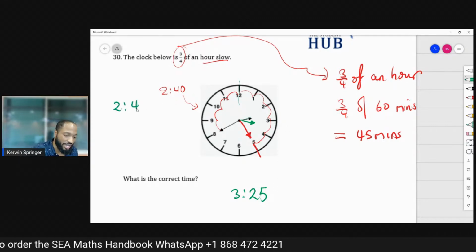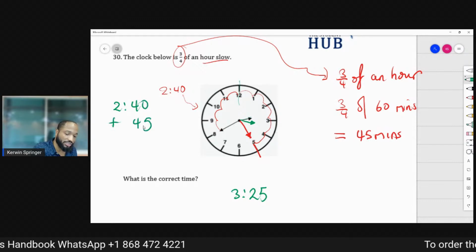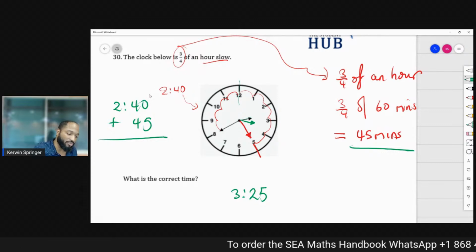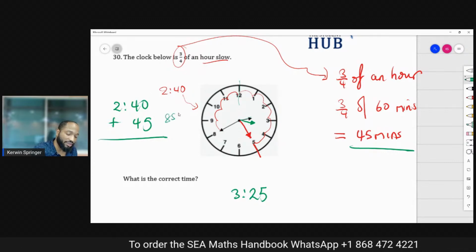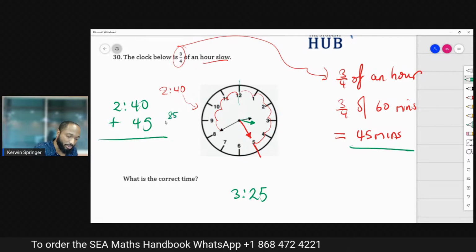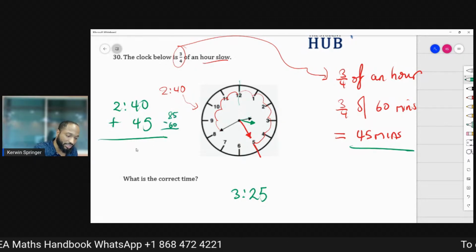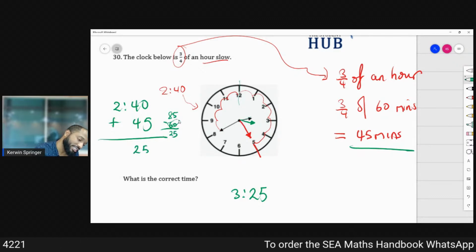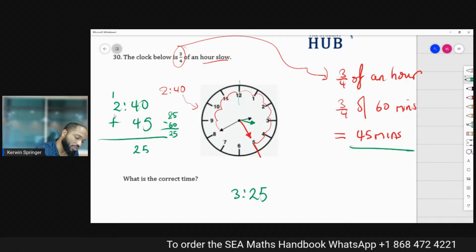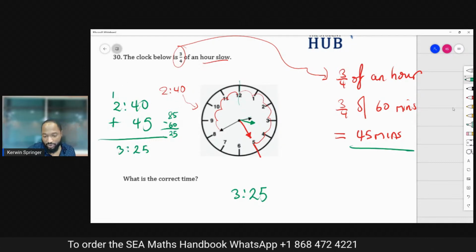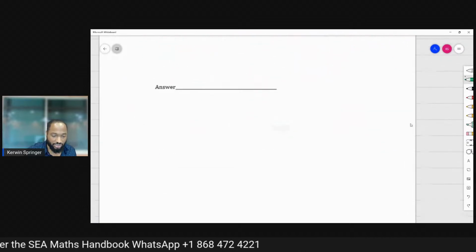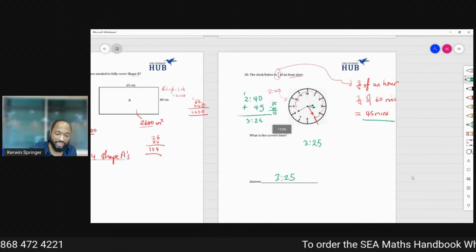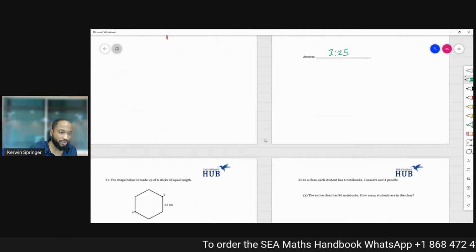Another way to do it is to take the time, 2:40, and add 45 minutes to it, because the clock is 3/4 of an hour slow. When I add 45 minutes, I get 85, but I can't use 85. You all remember when we were practicing this? Minus 60. So I put 25 here, because 85 minus 60 is 25, and the 60 that I subtract comes over into the hour. So this is 3:25. Is it PM or AM? Did they indicate anything like that? They did not. So just put 3:25.